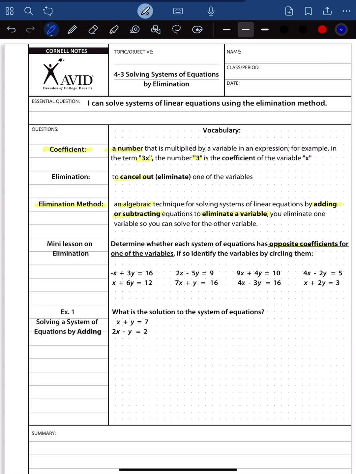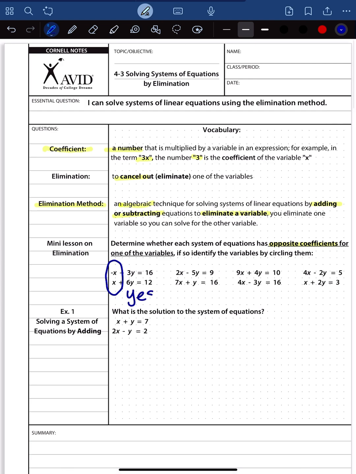In this first example, we have negative x plus 3y is equal to 16 and x plus 6y is equal to 12. So you should notice that we have these two that are the opposite. We have a negative x and a positive x. These are opposite coefficients. If I would put a number there, it would be a -1 and a 1. So yes, this system of equations does have opposite coefficients.